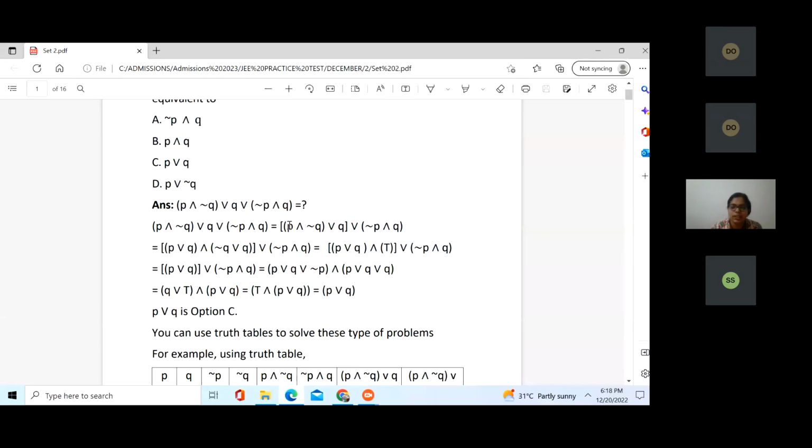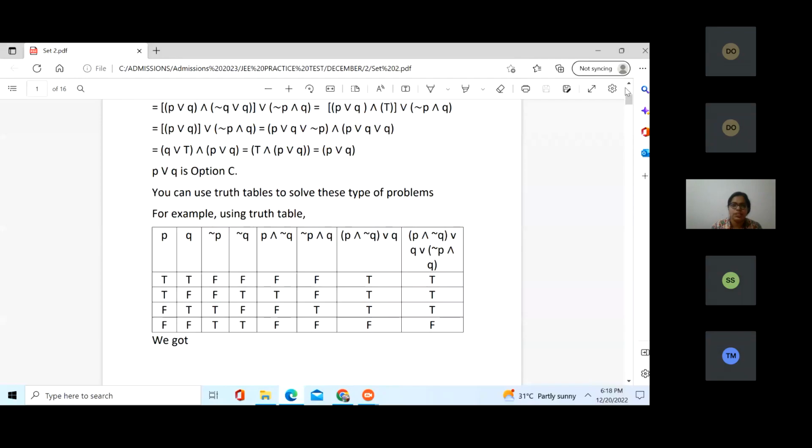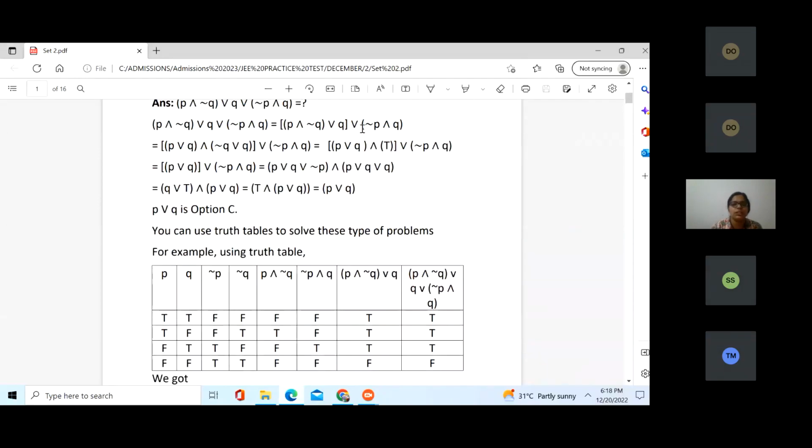Now I'll be able to split these terms. How can I write this? P or Q and negation Q or Q. Here we have expanded these terms, along with the term or negation P and Q. So what is the output of negation Q or Q? It's T, right? So we can write this part as P or Q and T. It is P or Q. So this term gets simplified into P or Q or negation P and Q.